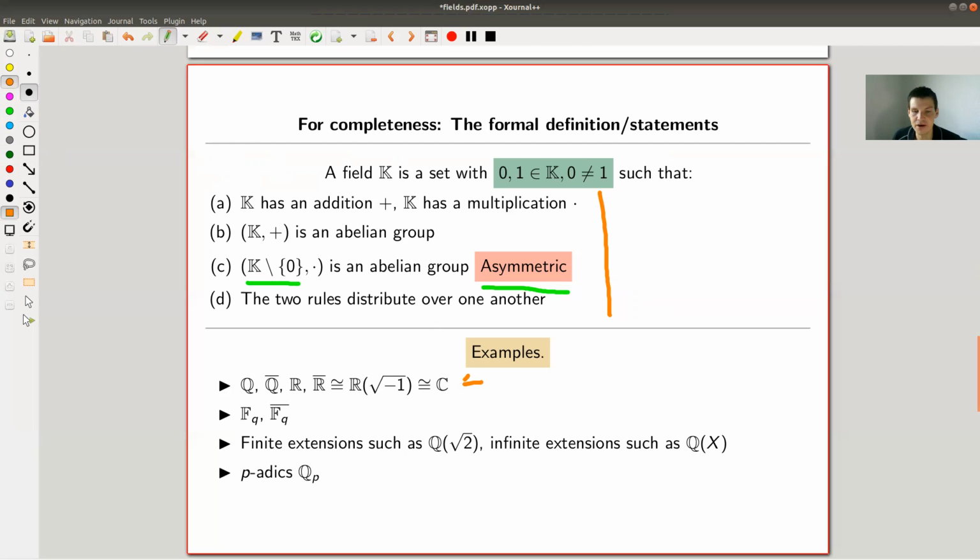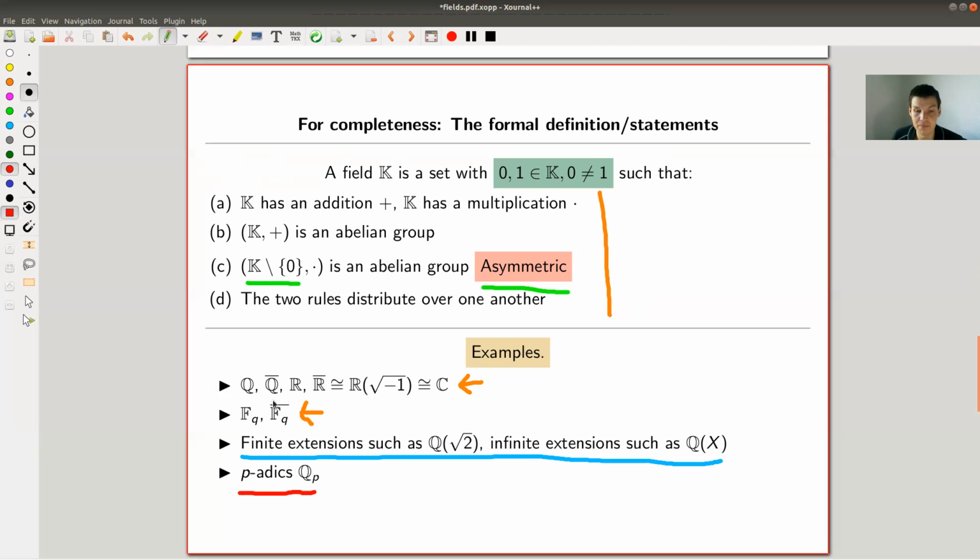And the examples you should keep in mind are Q bar, the algebraic closure of Q, R bar, which is C, which are the classical examples you see in a first class on linear algebra. Those funny Galois fields and the algebraic closures. So the finite field extensions or infinite field extensions of Q, which you usually study in Galois theory. So there will certainly be a lot of videos about them. And there are more fancy examples like p-adic numbers, which I'm probably not going to touch in a series on algebra.